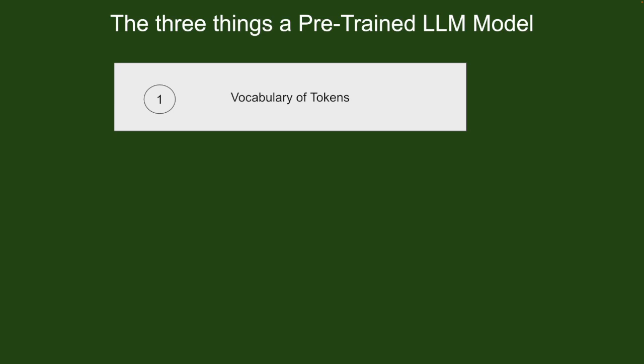So it contains a vocabulary of tokens, and it is actually named vocabulary of tokens itself. How many tokens it has depends on the model. For example, ChatGPT has 300 to 400 thousand unique tokens. So the first thing you need to understand is it contains a vocabulary of tokens, and we will see what this vocabulary of tokens means and the details about it.